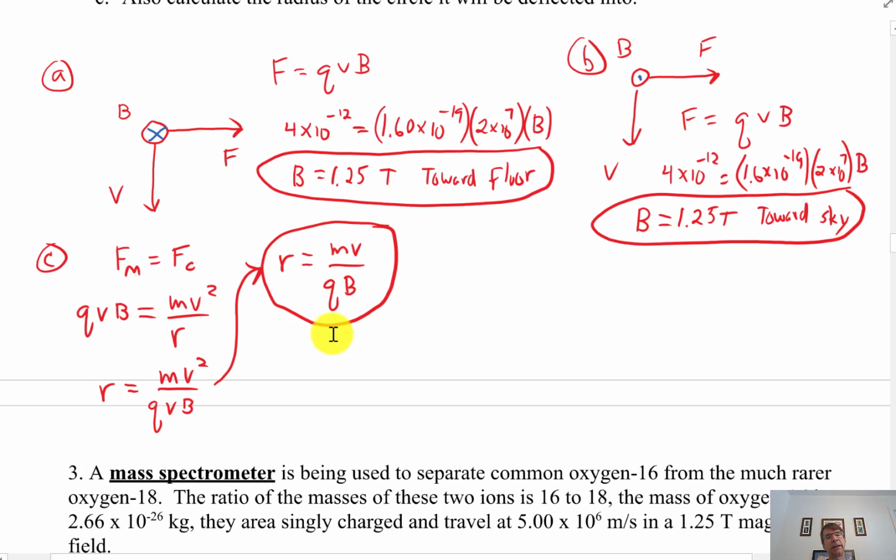It's going to have a problem like this. It says calculate the radius in this particular magnetic field for this particular particle moving at this speed with this mass and charge. So you use the same equation. That's going to be an important equation. It comes up a lot when you get a charged particle in a magnetic field. What is the radius of the circle?